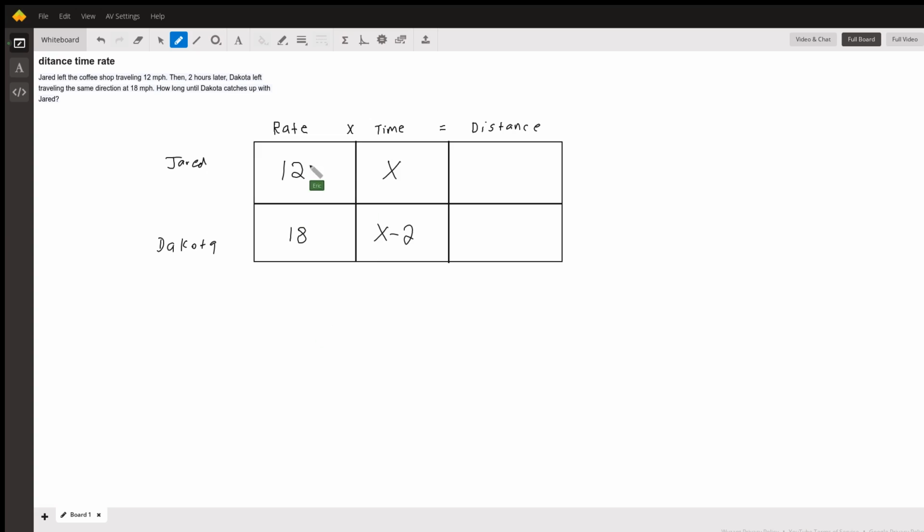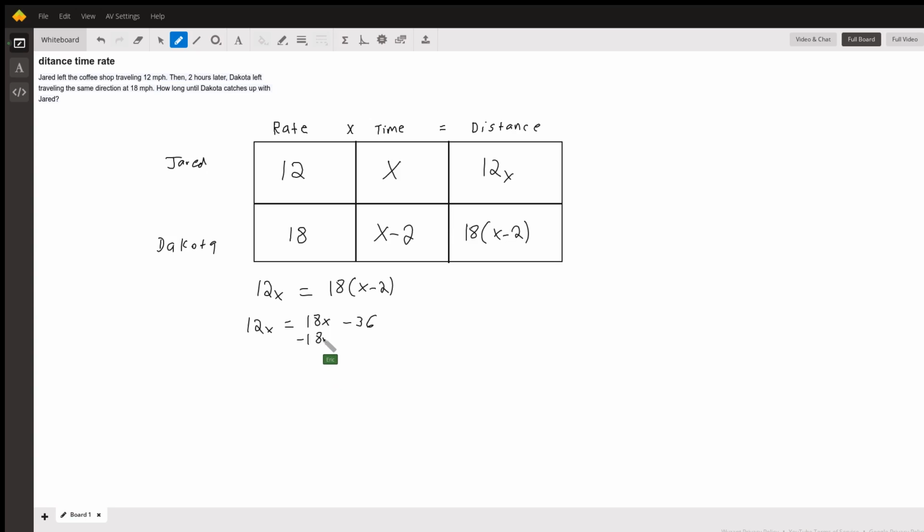Now we're going to multiply our rate times our time, so 12 times x, which is 12x, and 18 times x minus 2. It's important to understand that these two distances will equal each other, because at the moment Dakota catches up with Jared, they're going to have traveled the same distance. So we're going to set the equations equal to each other. We have 12x equals 18 times parentheses x minus 2, or 12x equals 18x minus 36, since 18 times negative 2 is negative 36.